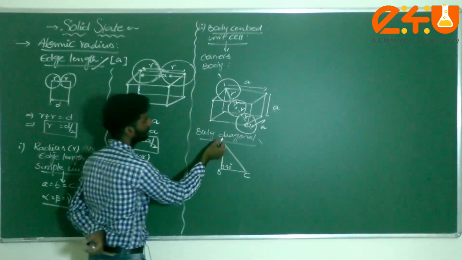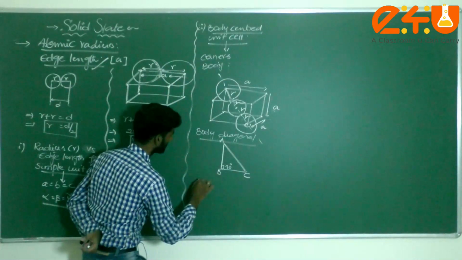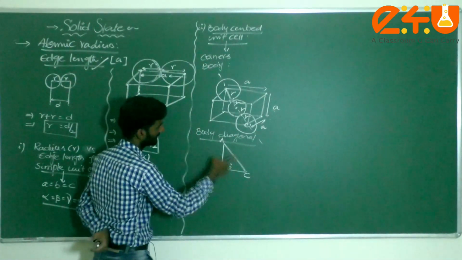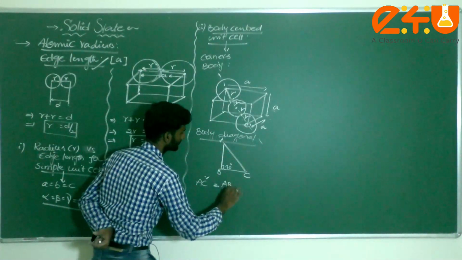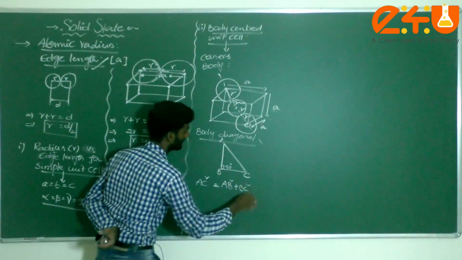Right angle. Then what do you have to do? This is AC. According to the theory, what will we do? Pythagoras theorem: AC square is equal to AB square plus BC square. Am I correct or not?